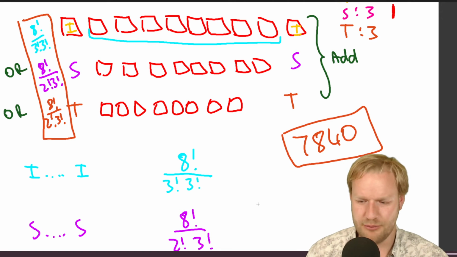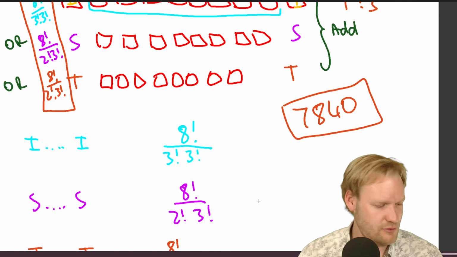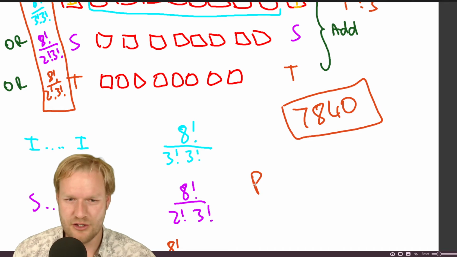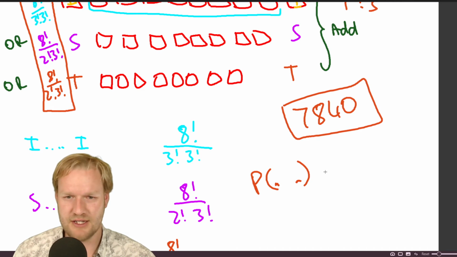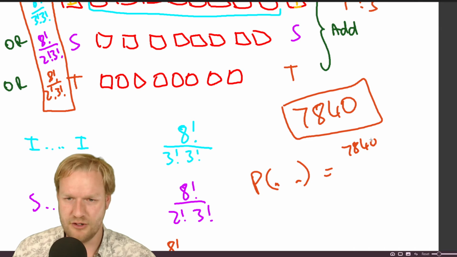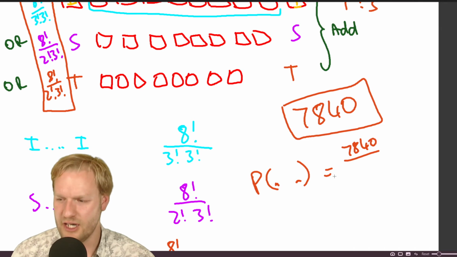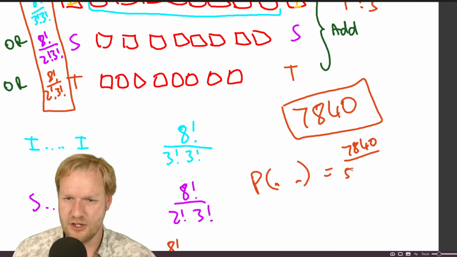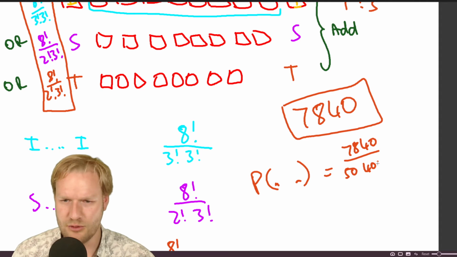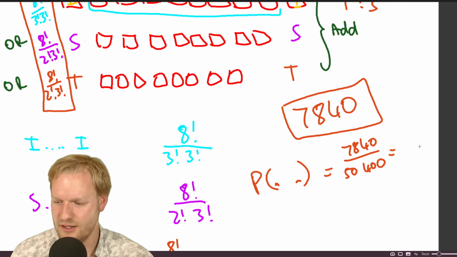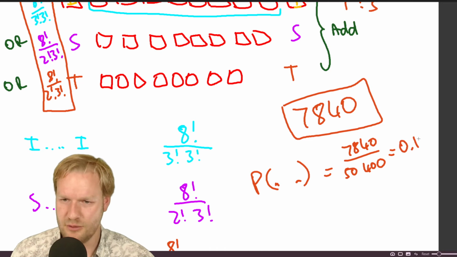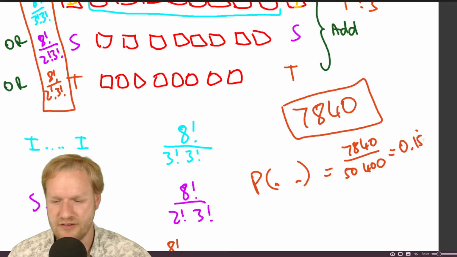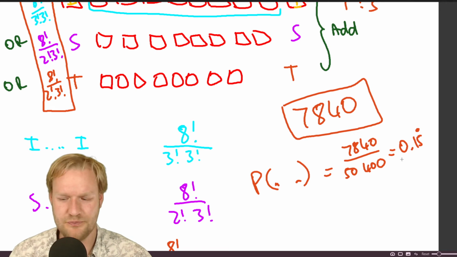Okay, so our probability, I'm just going to move over here so we can do it together. Our probability of starting and ending with the same letter is the number of ways that could happen divided by the total number of options that there were. Earlier we said there were 50,400. So if we punch that into the calculator, we get 0.15555555. So you could round off or use this little dot above.